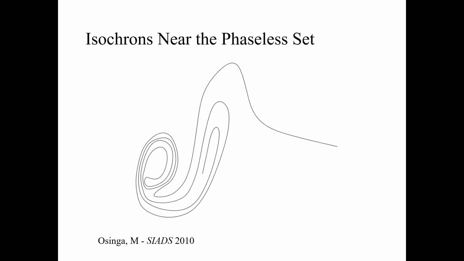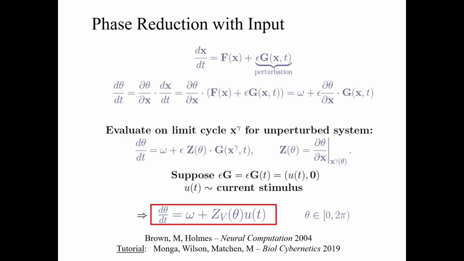But if you follow the isochron, you see it goes around in this nice way. It doesn't intersect itself anywhere, approaching a fixed point somewhere. Okay. So isochrons are cool. I like isochrons. Okay. Now, I'm also interested in control.